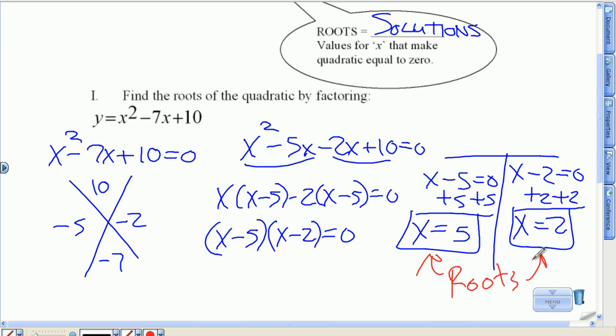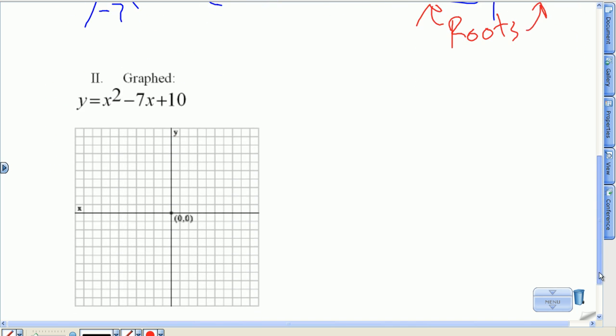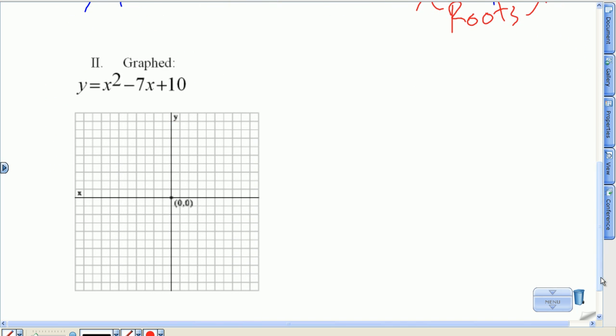Well, roots can be found graphically. So what we're going to do now is we're going to graph the same thing. And we're going to look for this x equals 5 and x equals 2 and see if we can find it in the picture. So we'll scroll down here to our graph. X squared minus 7x plus 10.